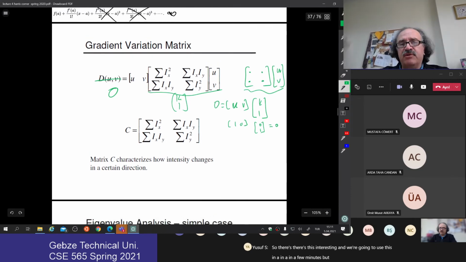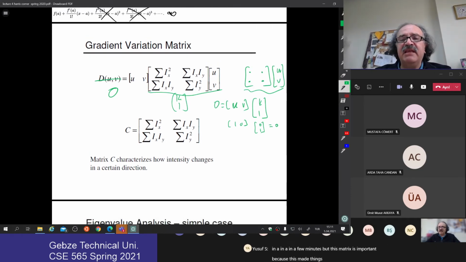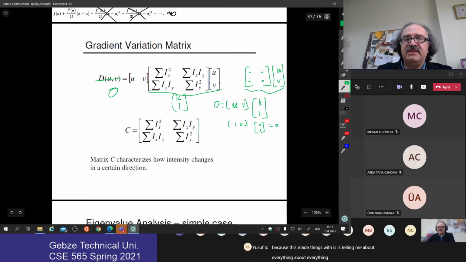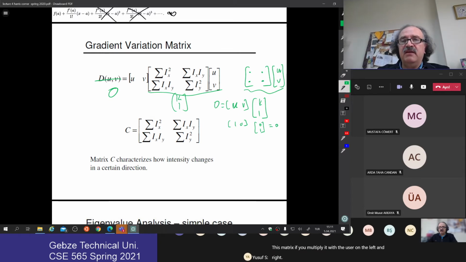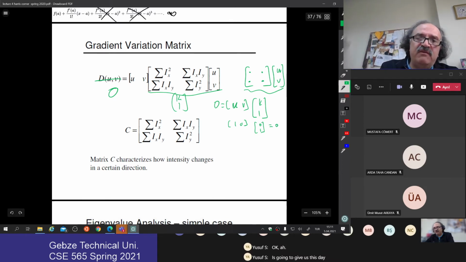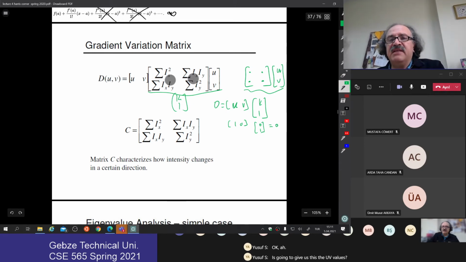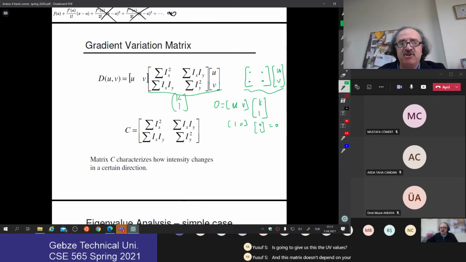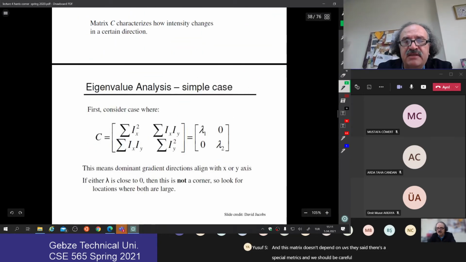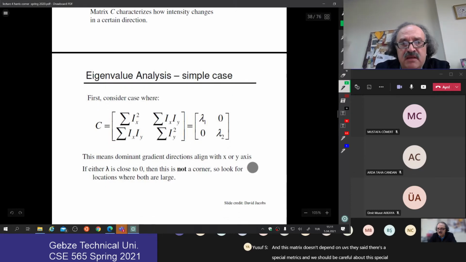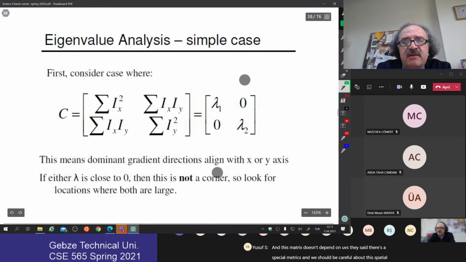But this matrix is important because this matrix is telling me about everything about the UVs. So this matrix, if I multiply it with the UV on the left and right, is going to give us the UV values, and this matrix doesn't depend on UVs. That's a spatial matrix, and we should be careful about this spatial matrix.